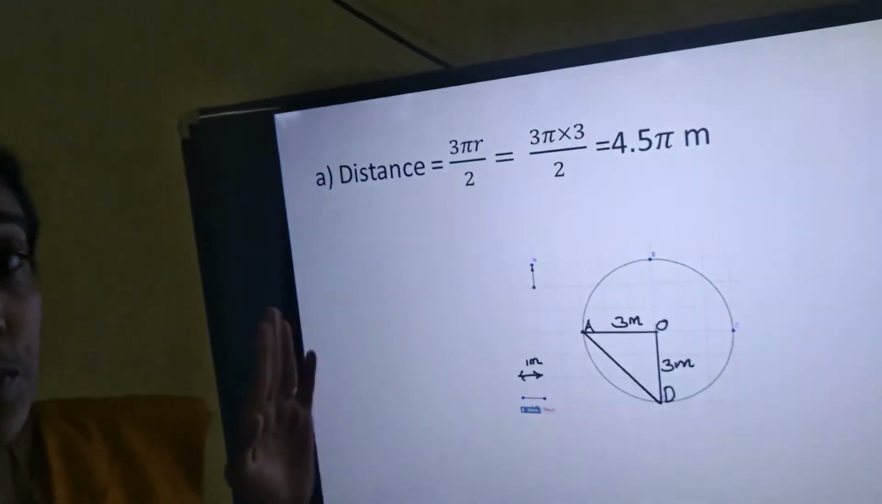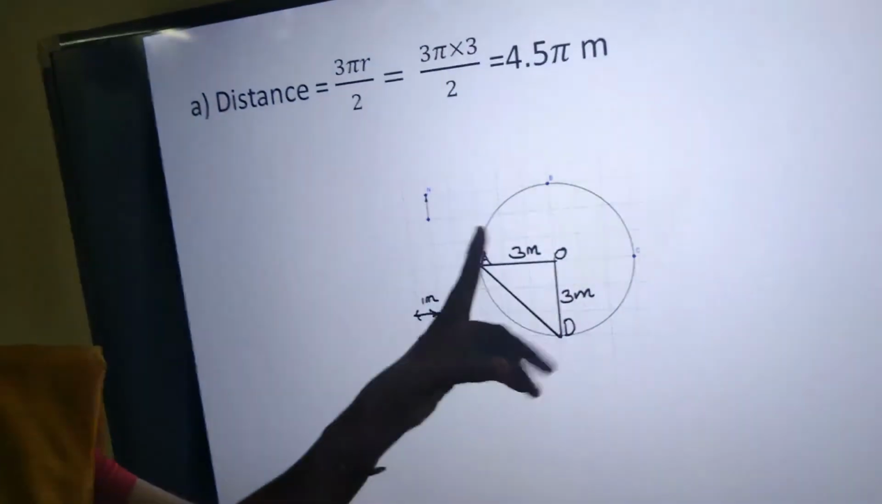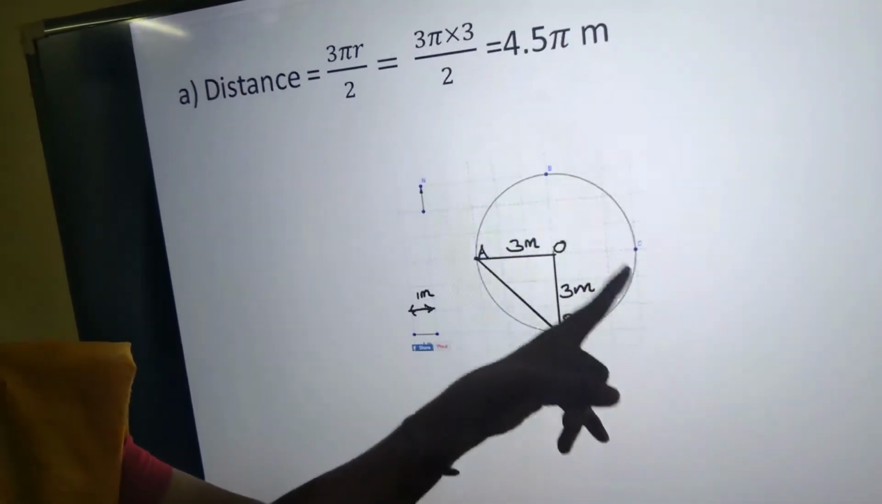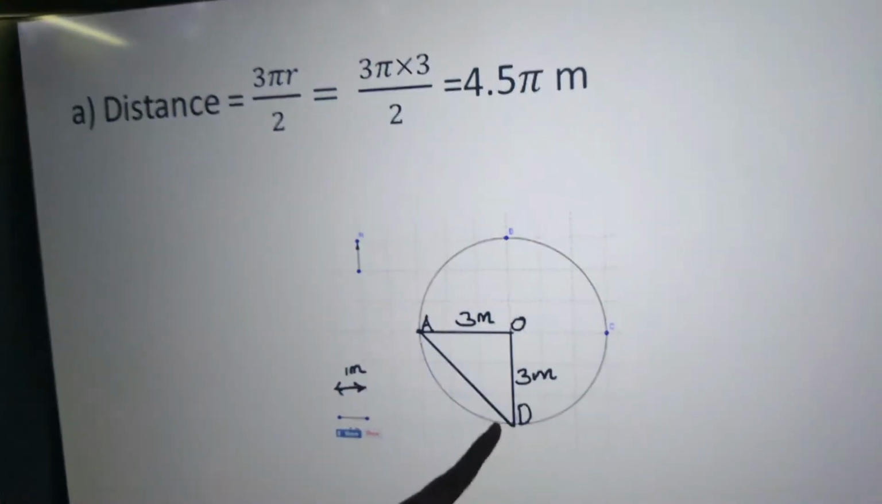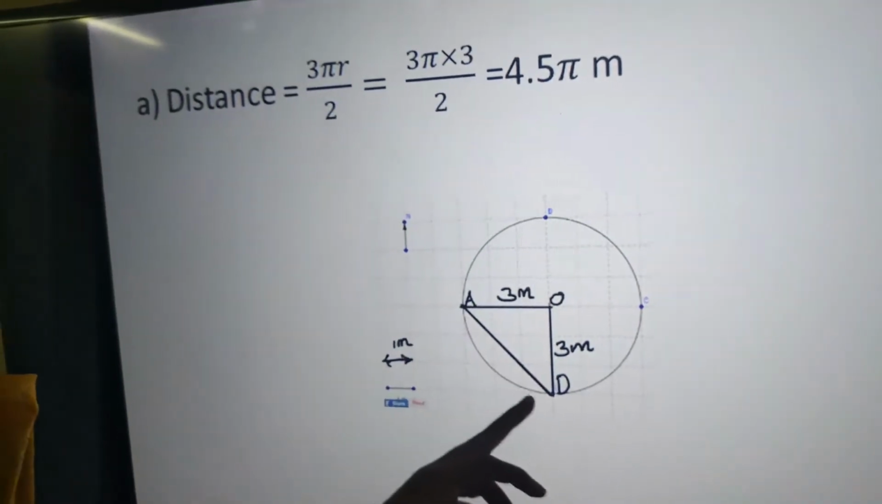Now we have to find the displacement. So for displacement, what is the rule? Identify the starting and end point. This is the starting point and D is the end point. The other points are already marked here, but they are of no importance for displacement. That is why I did not darken that side. So here is the start and this is the ending point.